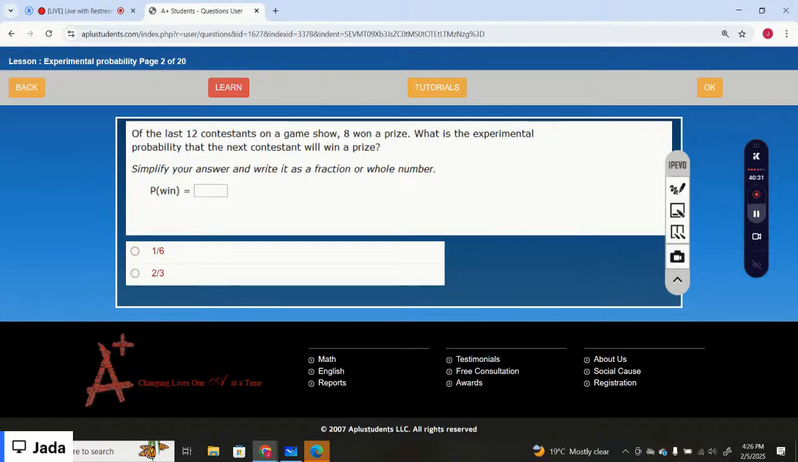Of the last 20 contestants on a game show, 8 won a prize. What is the experimental probability that the next contestant will win a prize?